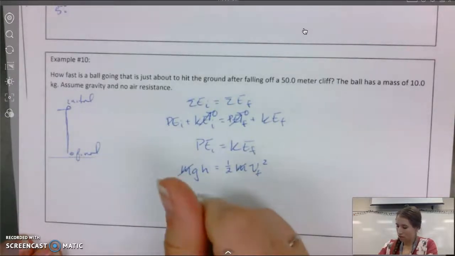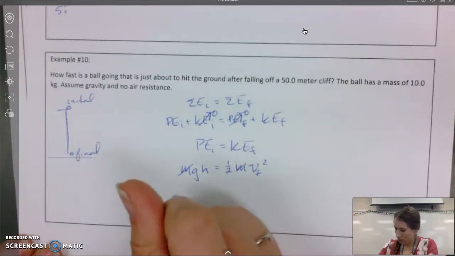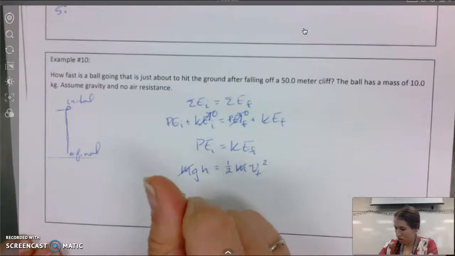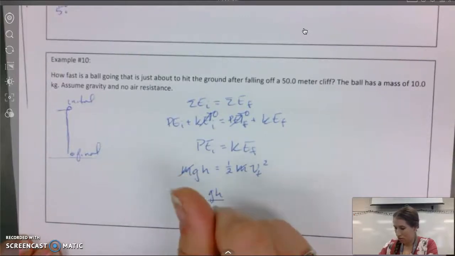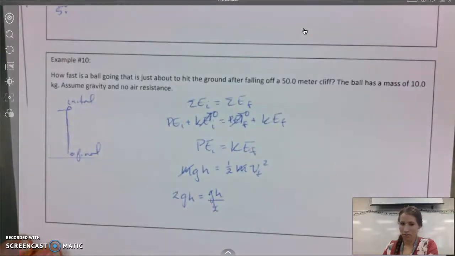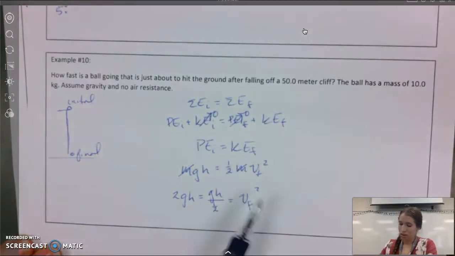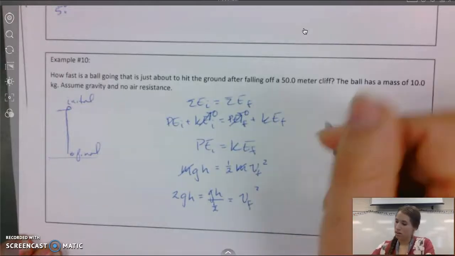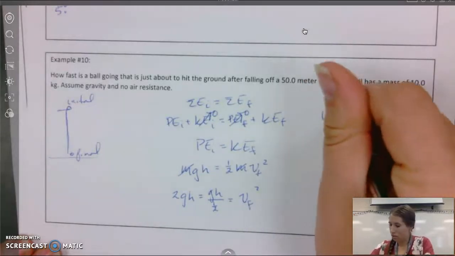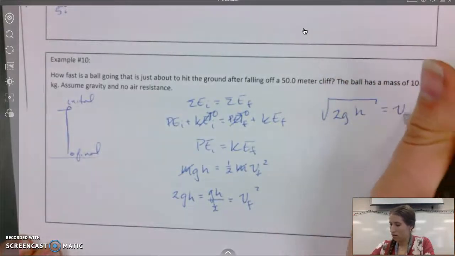So now I'll divide by 1/2, which is the same thing as multiplying by 2. Let me write that out. So you could either write this as 2gh or gh divided by 1/2. They're the same, okay? And this is going to equal velocity final squared. We want velocity final, not squared, so we're going to take the square root of both sides. So that would leave us with the square root of 2gh equals velocity final.